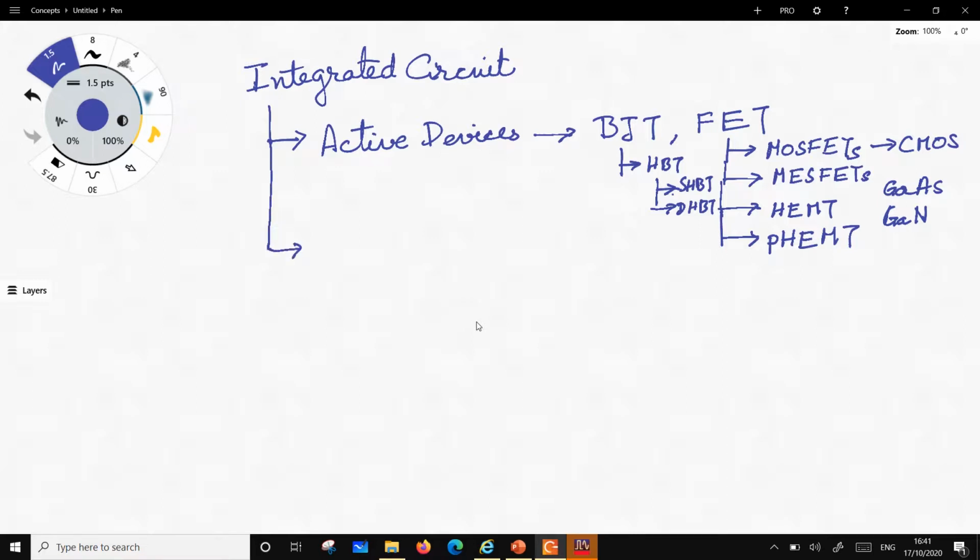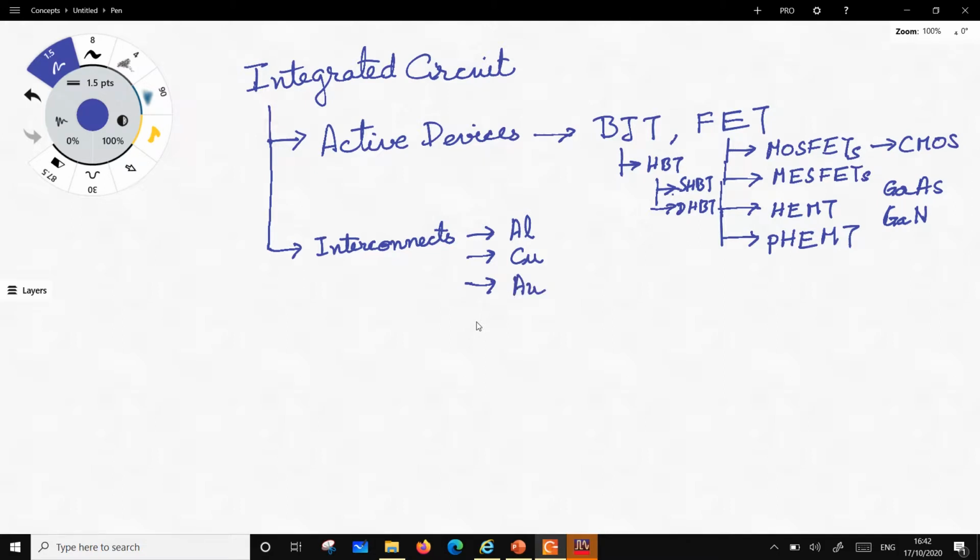Now the next thing which we need is how to connect these devices together, right? So we need something called interconnect. Interconnects are nothing but thin traces of metal. Earlier there used to be a lot of use of aluminum, and then they moved to copper, and then, just because of the surface finish, they started using gold.